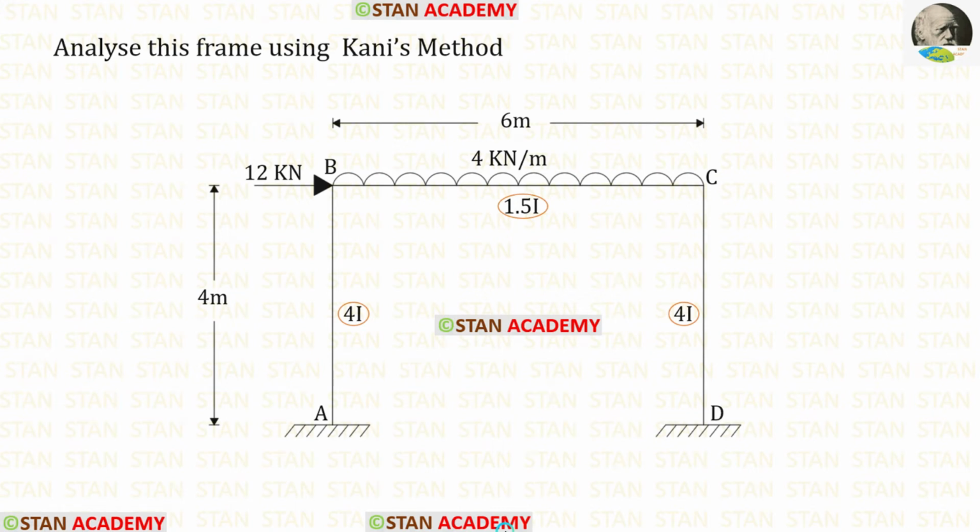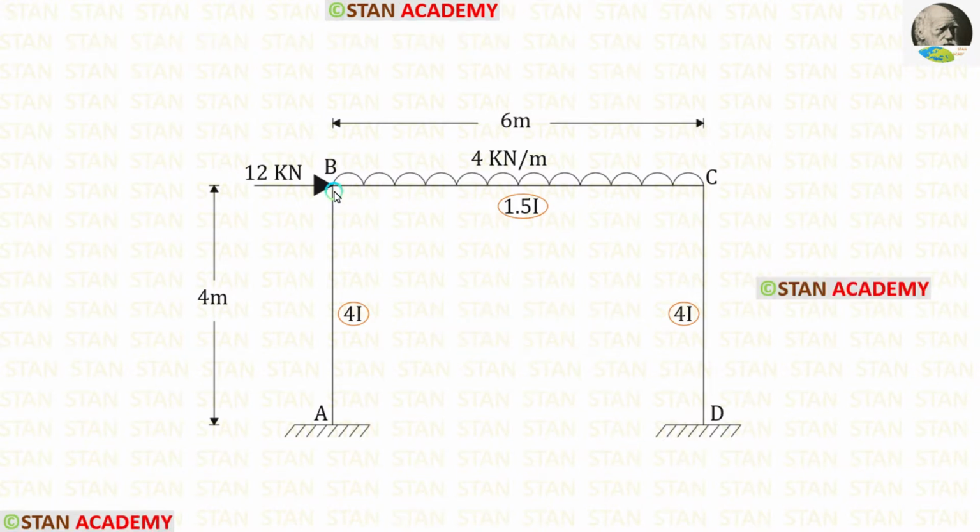Hello everyone. Today we are going to analyze this frame using Kani's method. Before analyzing, let us see the frame one time. In this frame, we have the columns AB and CD and the beam BC.